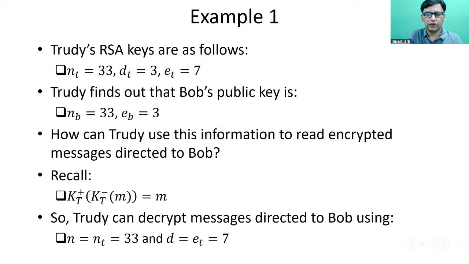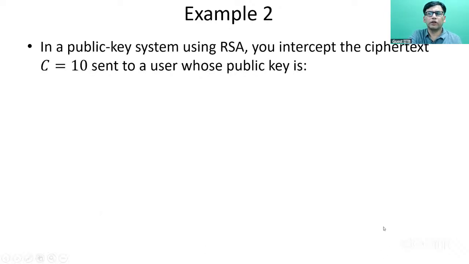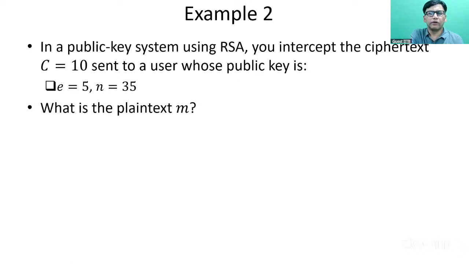Okay, so let's move on to the next example. In this example, again we have a public key system which uses RSA, and suppose you intercept the ciphertext C equals 10 that is sent to a user, and the public key of the user is E equals 5 and N equals 35. So we want to know what is the plaintext M corresponding to this ciphertext of 10.